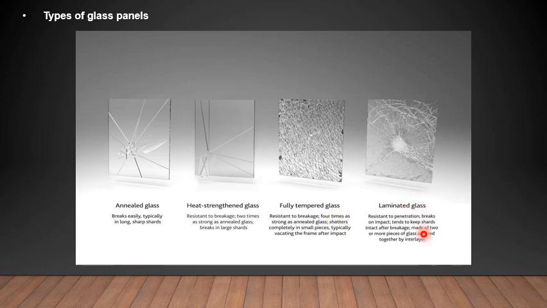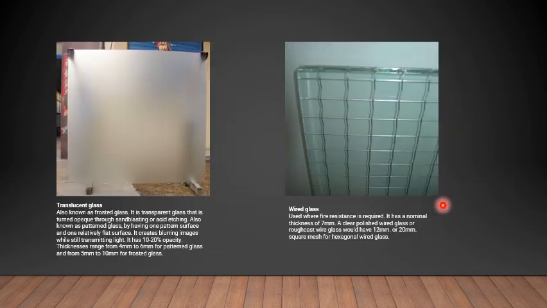So laminated glass has resistance to penetration, breaks on impact, and tends to keep shards intact after breakage. It is made of 2 or more pieces of glass adhered together. So it's still intact when it breaks. Right? So the next discussion is about translucent glass.